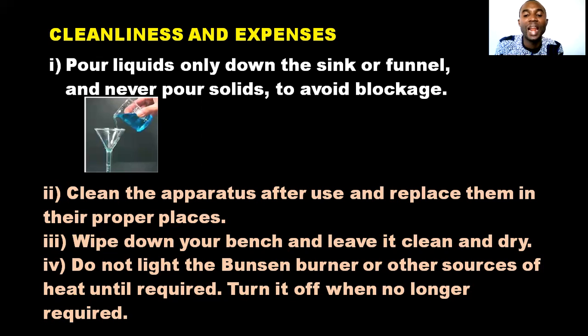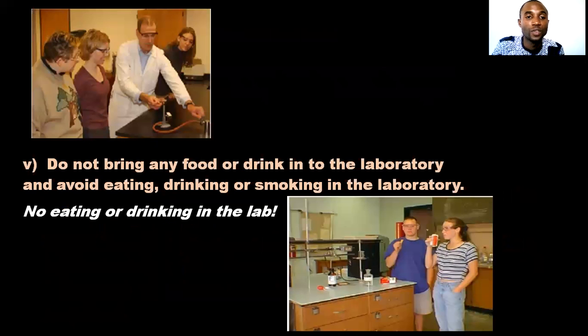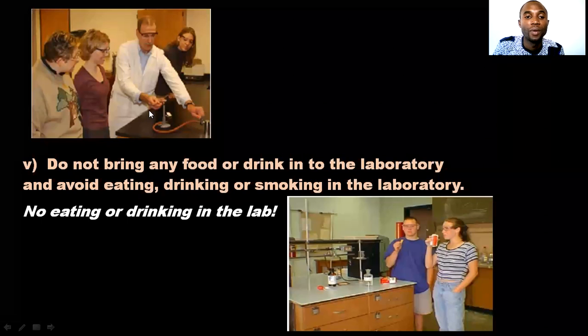Next thing is that do not light the Bunsen burner or other sources of light until required. Don't just turn it on in the lab when you are not told to do so or when it is not needed. Turn it off when no longer required. Once you are done with what you are doing, turn it off. Fire is not expected to be on in the lab unnecessarily. The same goes for the Bunsen burner and the gas tap.